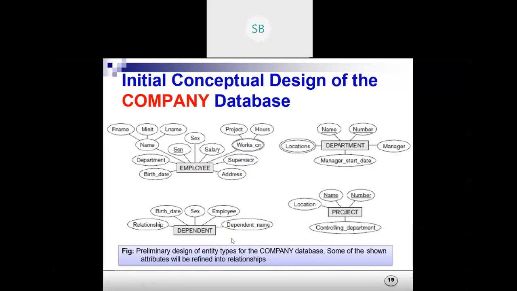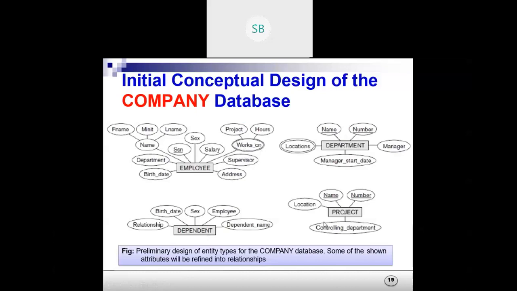Okay, so this employee will have SSN as the primary key and all other things. Name is a composite attribute, and department, birth date, address, supervisor will be there. Then there is again a multi-valued attribute, works on. Then dependent is there, project is there.